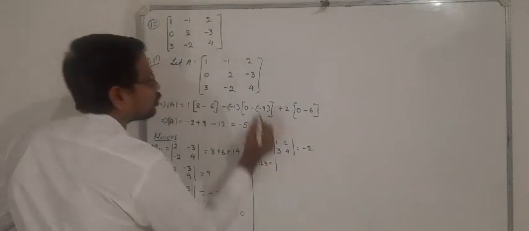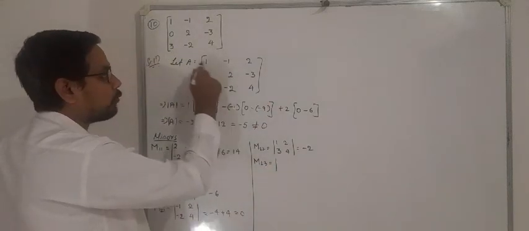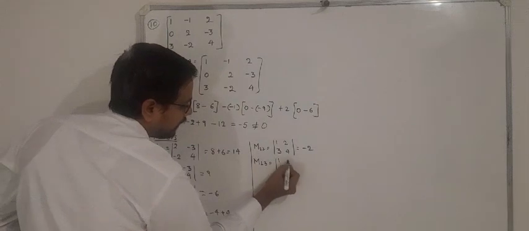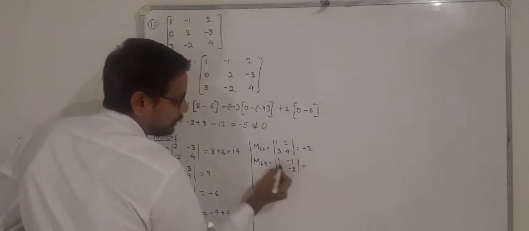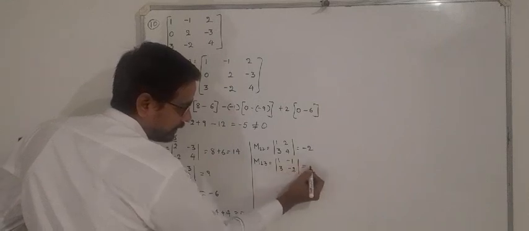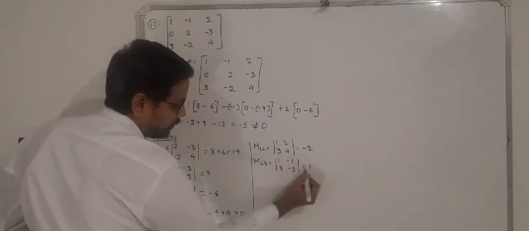M23. So M23 is minor of this value. 1, minus 1, 3, minus 2. So this will be minus 2 plus 3. Minus 2 plus 3 is plus 1.